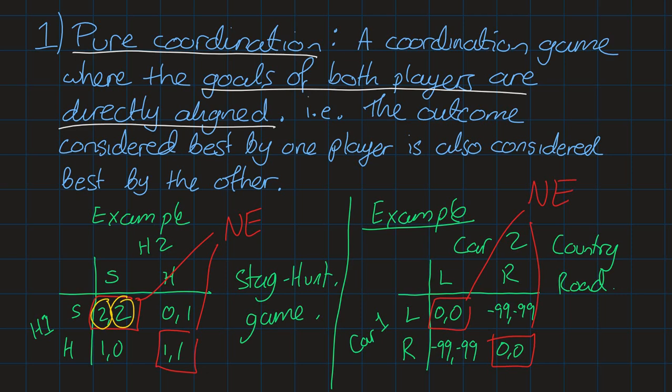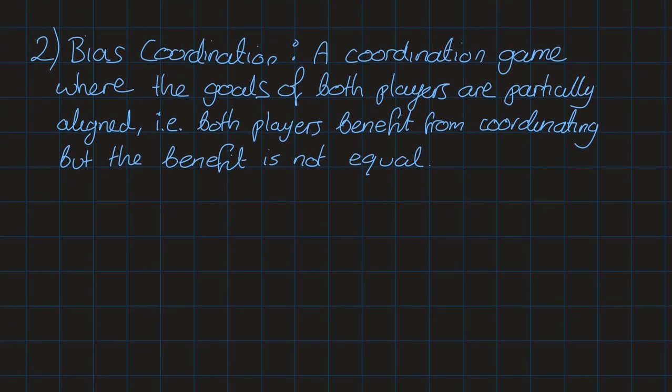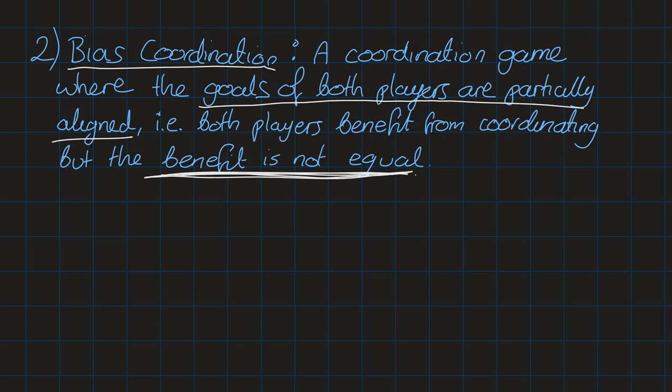Let's move on to the next type of coordination, which is called bias coordination. Bias coordination is a coordination game where the goals of both players are partially aligned. In the previous one, both players' goals were 100% aligned. It benefited them both mutually equally to coordinate. But now there are situations where both players benefit from coordinating, but the benefit is not equal. So this causes conflict. The most famous example of this is probably Battle of the Sexes.